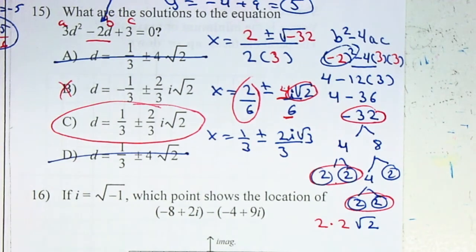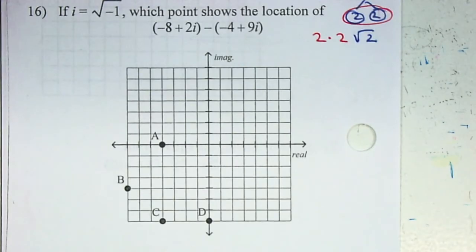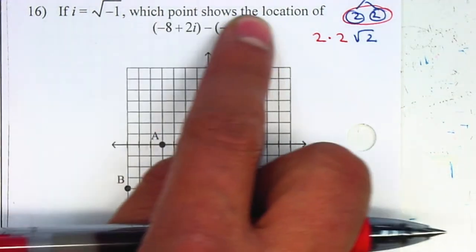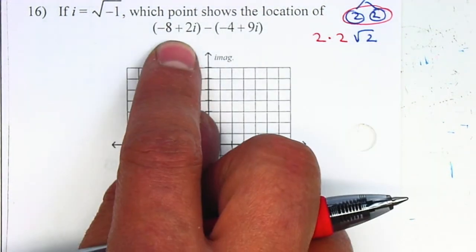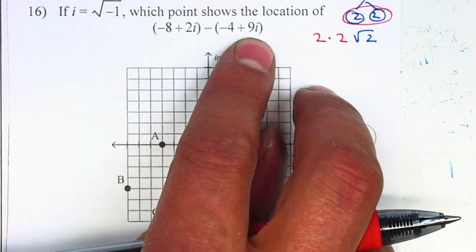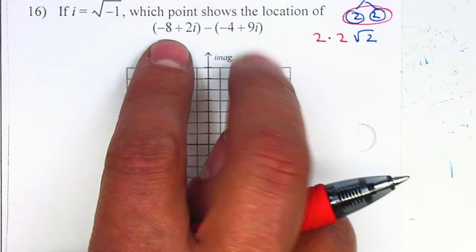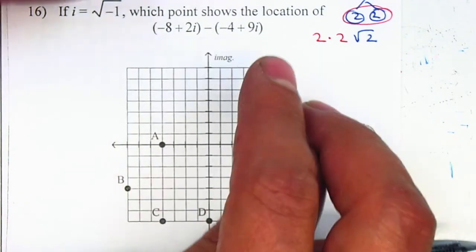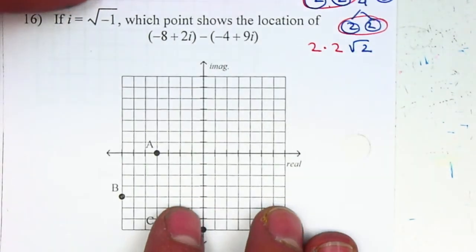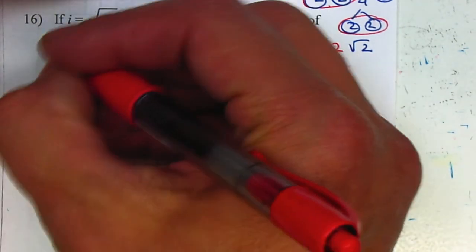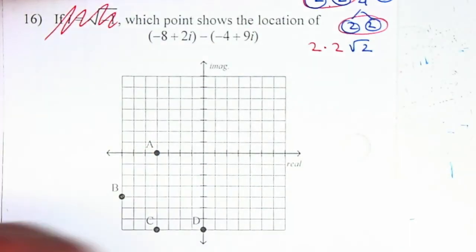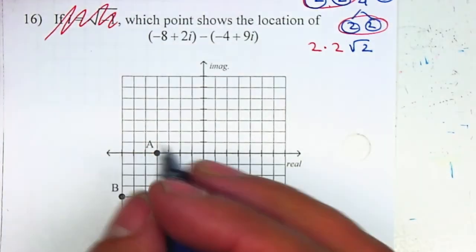Problem number 16. If i is equal to the square root of negative 1, which point shows the location of negative 8 plus 2i minus negative 4 plus 9i? We have two complex numbers that are subtracting. Now, this is not very helpful on this problem. The fact that i is equal to the square root of negative 1 doesn't provide any help unless you end up with the nice square. But then we know that i squared is equal to negative 1.